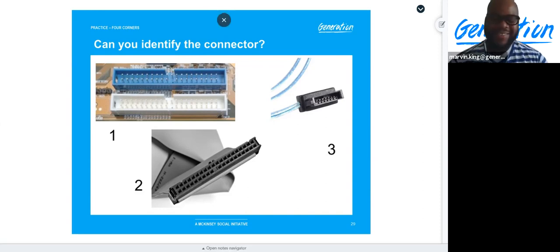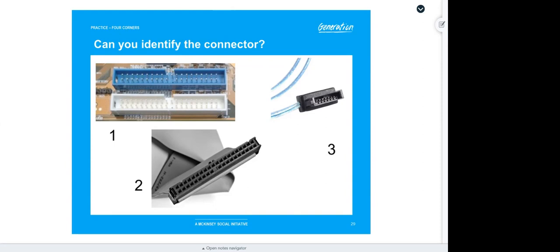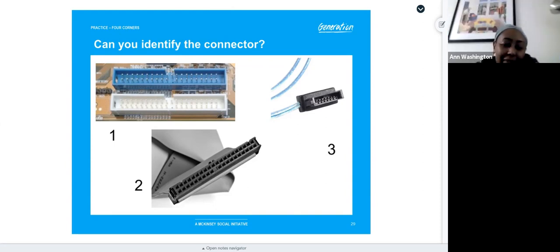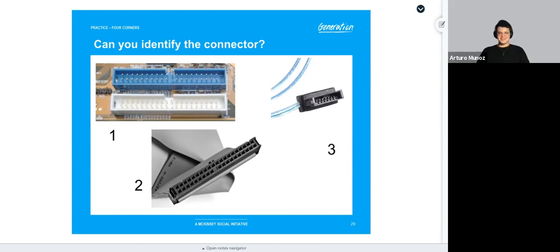That's a great pass. That was an awesome pass. Yeah, there you go. Arturo, sorry. Back to you, Arturo. You said number 2, right? Yes, sir.